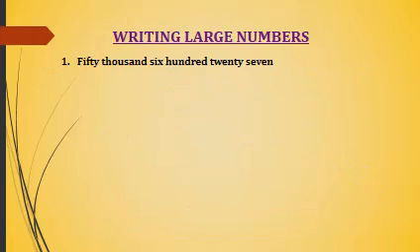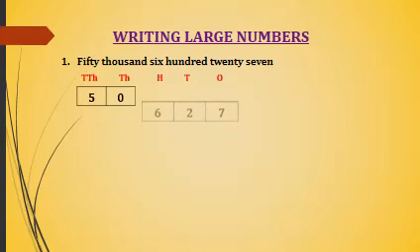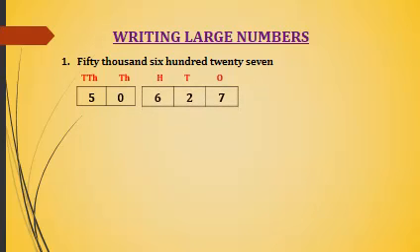Now we will see how to write large numbers. First we will see one example. 50,627. First we will make period blocks and fill the places. Here the number name is 50,627. Therefore in 10,000's place 5 will come, in thousands place 0 will come, in hundreds place 6 will come, in tens place 2 will come and in ones place 7 will come.